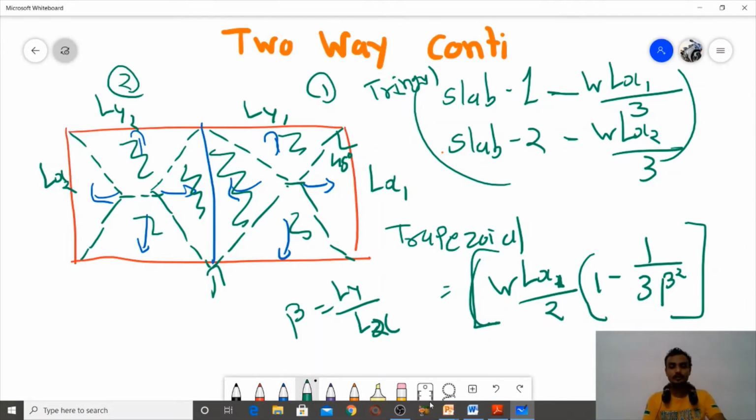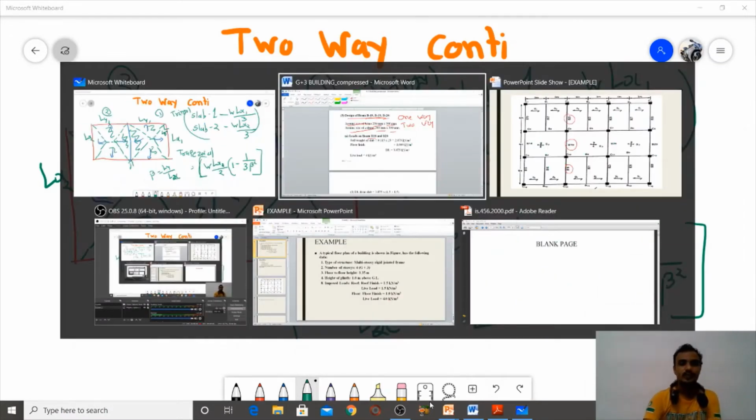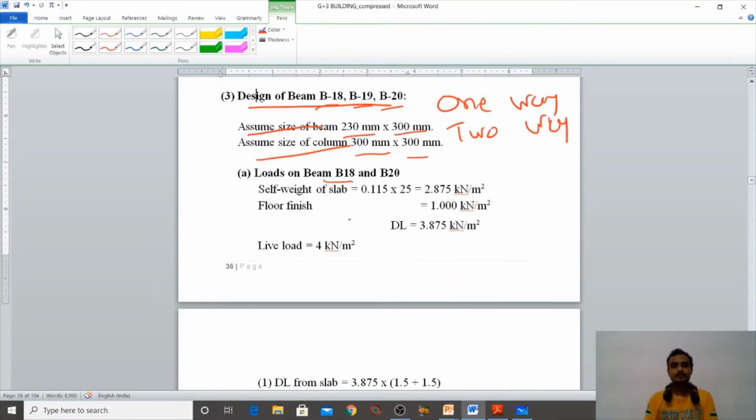These are the load transfer mechanisms. I hope you understand very well: one-way continuous slab and two-way continuous slab, and load transfer from the slab to beam. Simply remember the equation and you can find it easily. Let's start the calculation.